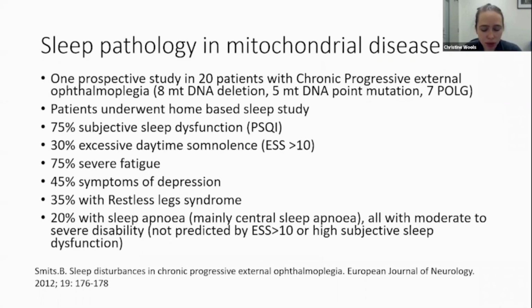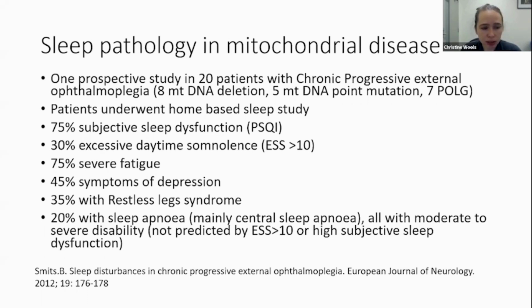So, sleep pathology and mitochondrial disease. Before our study, which is a small study as well, there's only one study that's been done prospectively, meaning you recruit patients without known sleep disorders and look at them to see if they've got a problem. This one study was done with 20 patients with CPEO of different types of mutations, both in mitochondrial DNA and also in nuclear DNA. There were a few with POLG. And they underwent a home-based sleep study, so they took all that equipment home.